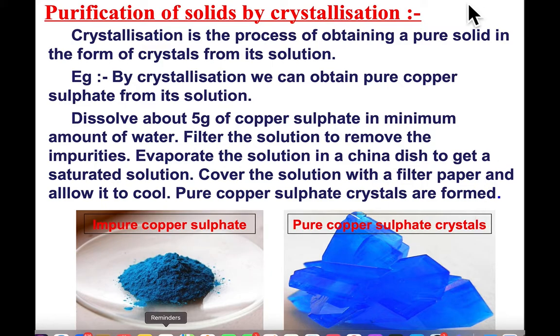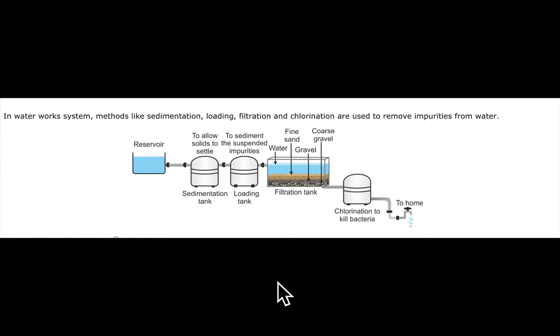Next is how we purify water on a large scale. Everybody knows that fresh water we obtain from rivers, lakes, or groundwater. In this receiver, the water is collected from all these sources and then it passes through a sedimentation tank where the solid impurities are allowed to settle.